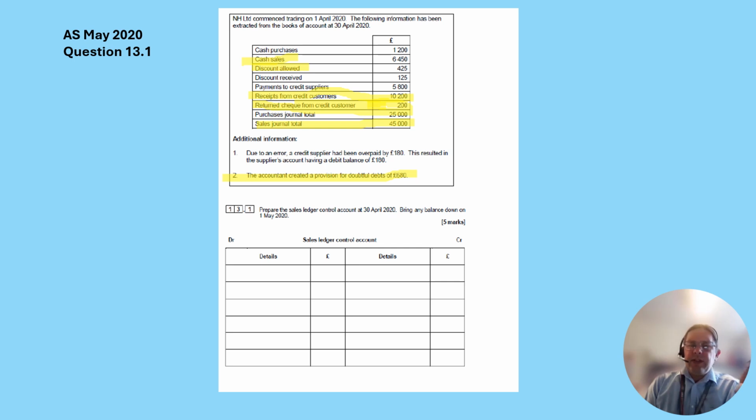Please do not fall for this. A provision for doubtful debts is deducted from trade receivables before you prepare the statement of financial position, but it's a T account in its own right and does not ever go in the sales ledger control account. If you put provision for doubtful debts in your sales ledger control account, that is an alien item and will lose you a mark for balancing because you put something in the wrong place. Right, if we go on to the next, we can see the actual mark scheme.